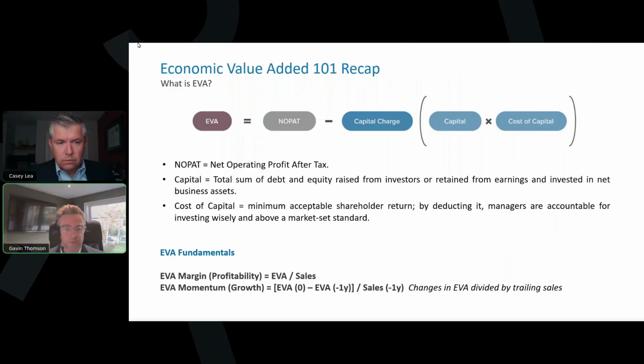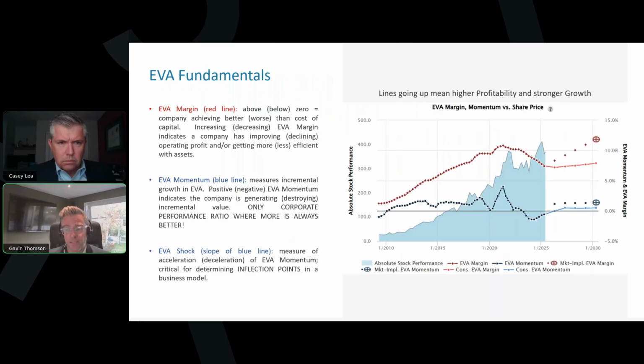Okay, so next we're going to recap EVA fundamentals, and you'll see at the bottom of this chart the maths behind what we call our EVA fundamentals, starting with EVA margin. This is our economic profitability measure, and the math behind that is pretty simple: EVA divided by sales. You can think of it a little bit like an operating profit margin. EVA momentum, that's our growth indicator, and that's the incremental change in EVA divided by trading sales. So change in the EVA divided by trading sales. Let's go to the next slide to look at this in practice.